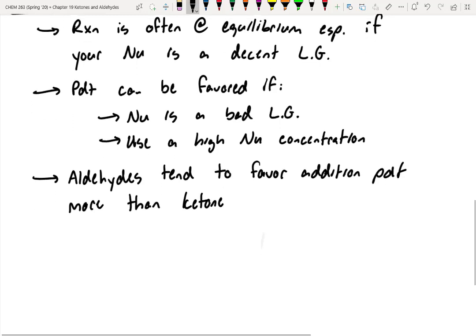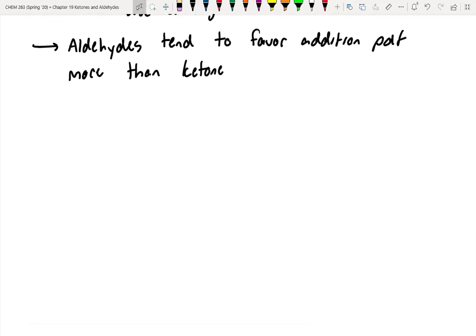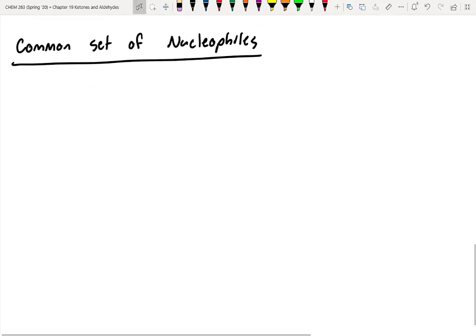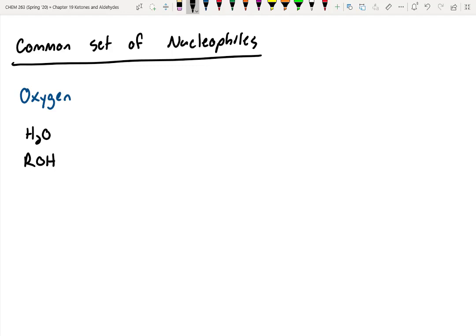All right, so to finish up, I wanted to talk about what nucleophiles we could use. So let's come up with a common set of nucleophiles that could be used under the acidic or basic conditions. And I'm going to set these up into three groups. I'll have oxygen-based nucleophiles right here, and we'll make a list. All right, so for oxygen, the easiest and cheapest nucleophile is water, followed closely by some sort of alcohol. It could be ethanol, methanol, something like that.